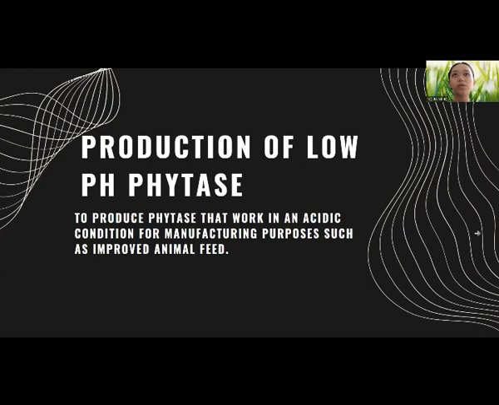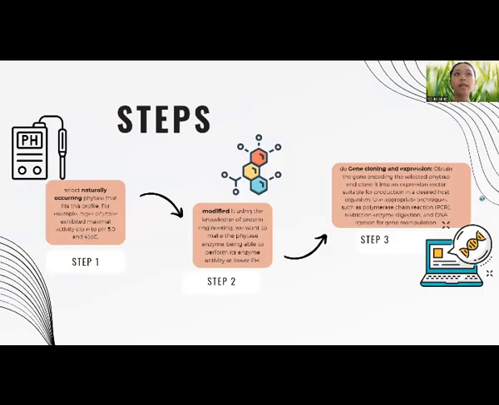Next, our goal is to produce low pH phytase for manufacturing purposes, such as improved animal feed. First, we will select a naturally occurring phytase that fits our profile, such as Aspergillus niger phytase, which exhibits maximum activity at pH 5 and 55 degrees Celsius. Next, we will modify it using knowledge of protein engineering, which enables the phytase to perform its enzyme activity at lower pH. Third step is gene cloning and expression.